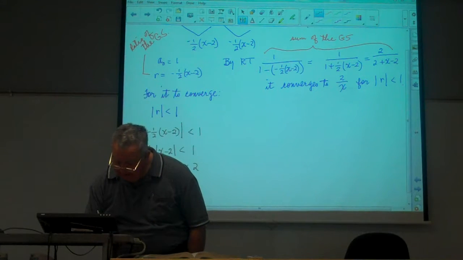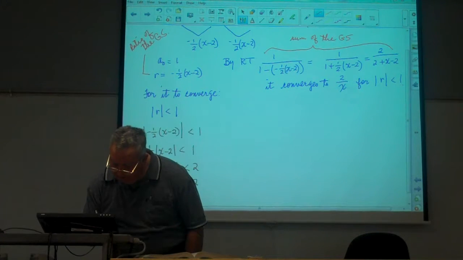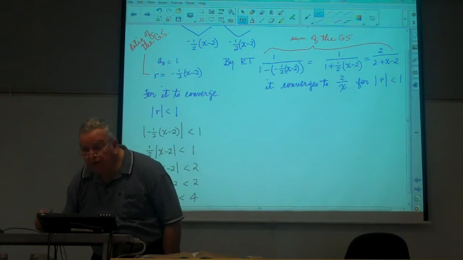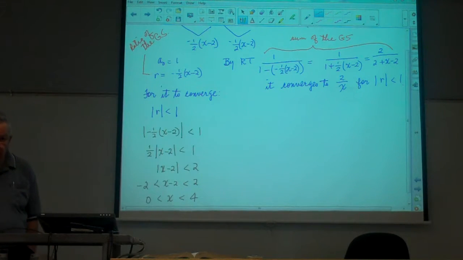But then that means that x minus 2 has to be between 2 and minus 2. But that means that x has to be between 0 and 4, inclusive. Okay? So x is not in all this. We don't know a value for x yet.